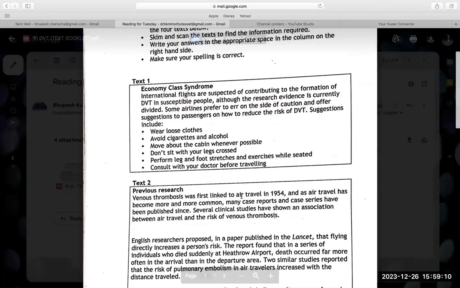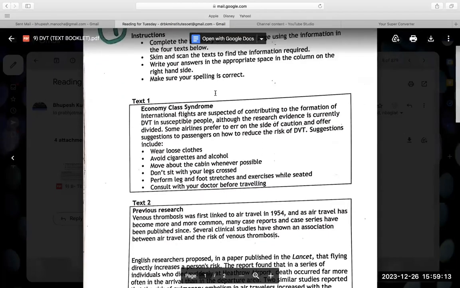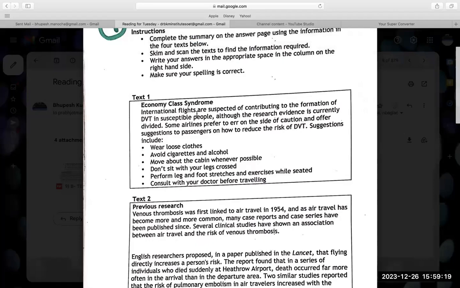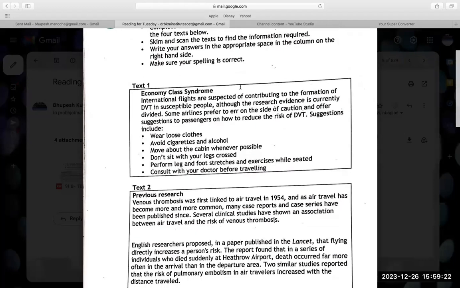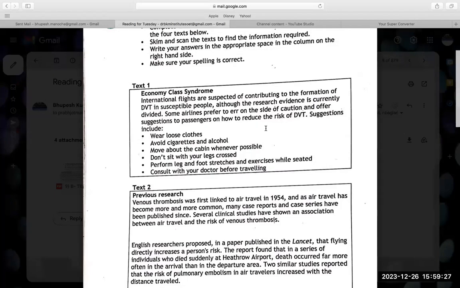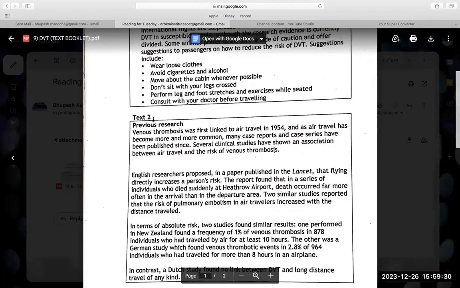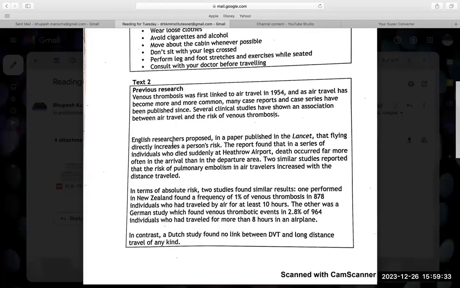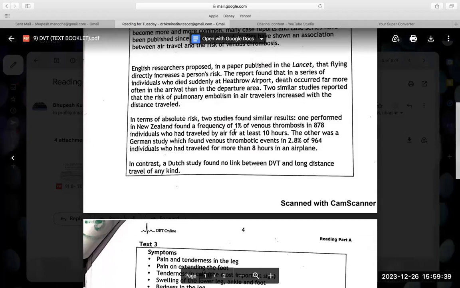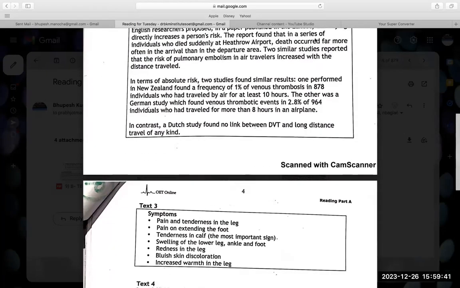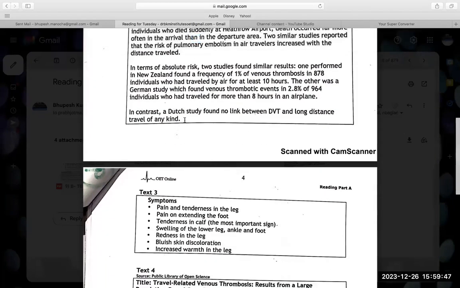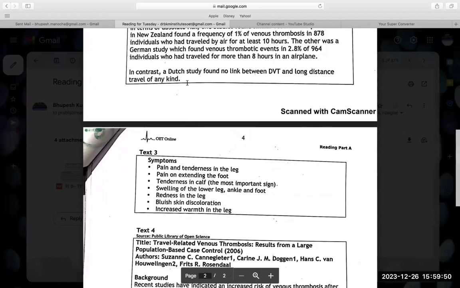I still would like to carry on with the complete thing. If I read this text, Economy Class Syndrome, first it is talking about DVT, international flights, airplane, suggestions. So talking about DVT, deep vein thrombosis, economy class syndrome, suggestions, wear loose clothes. Text 2 is previous research, venous thrombosis, researchers in terms of absolute risk, New Zealand found frequency percentage. Two similar studies and research are given in text 2. In contrast, a Dutch study found no link. So there are various studies.